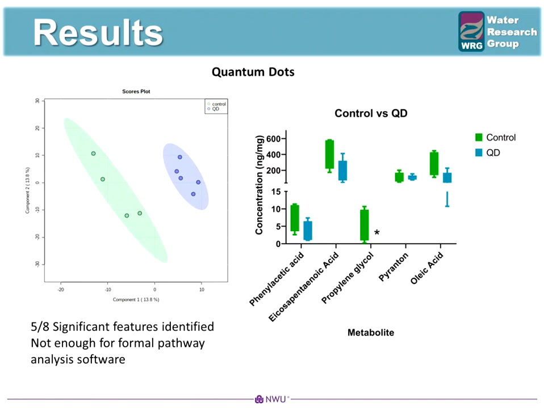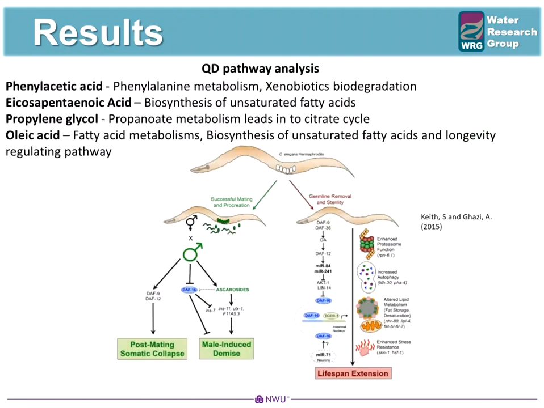lower than the control. Phenylacetic acid is part of the phenylalanine metabolism, which makes tyrosine, an essential component of neurotransmitters. It also forms part of the xenobiotic biodegradation pathway.